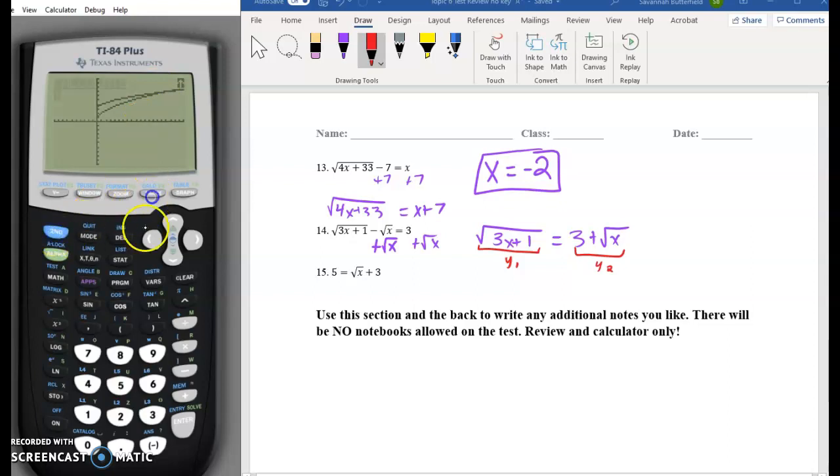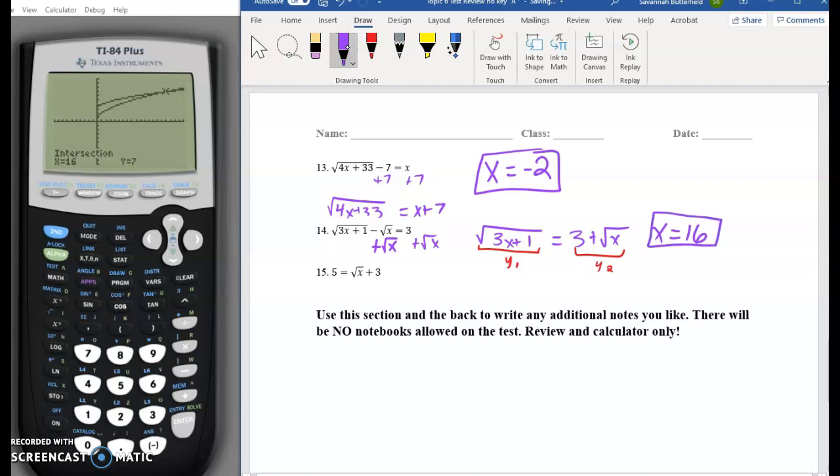So now I can do second trace 5. Again, move my cursor over. All right. I know it's somewhere in this region, so we'll call this good enough. Enter 1, 2, 3 times. And I get x is equal to a positive 16 as my answer.